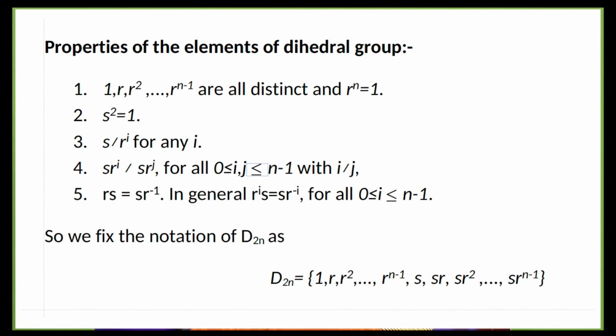In general, r to the power of i times s is equal to s times r to the power of minus i, for all 0 less than or equal to i less than or equal to n minus 1. So, we fix the elements of D_2n as D_2n equals 1, r, r square up to r to the power of n minus 1, and s, sr, sr square up to sr to the power of n minus 1.